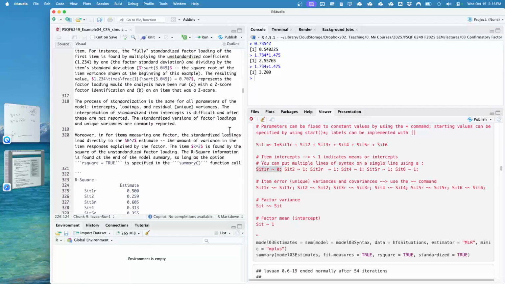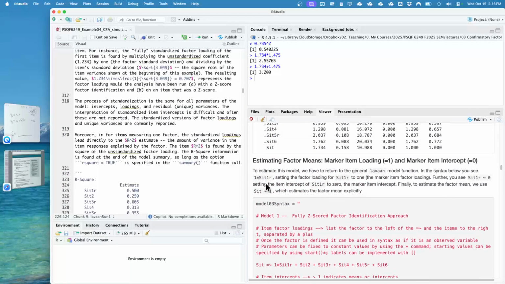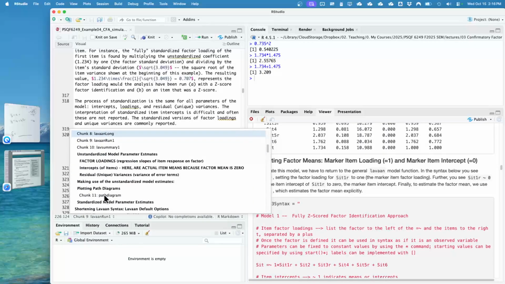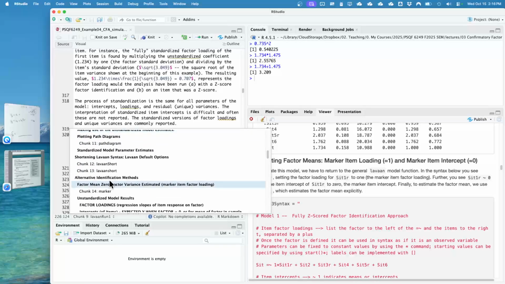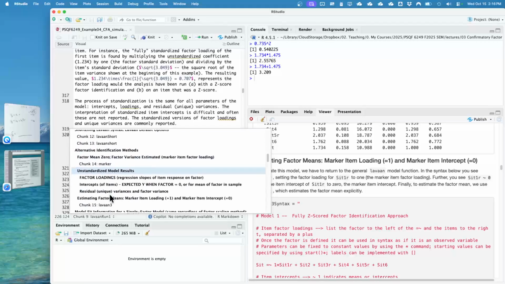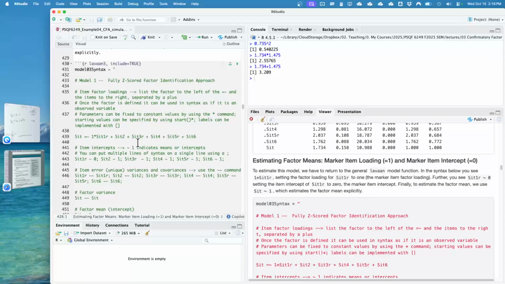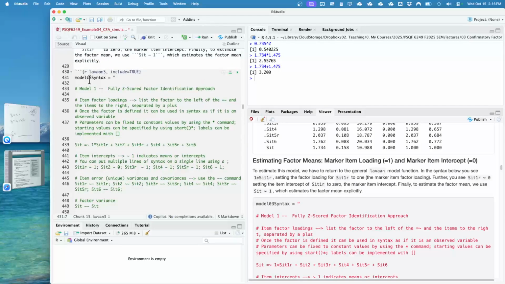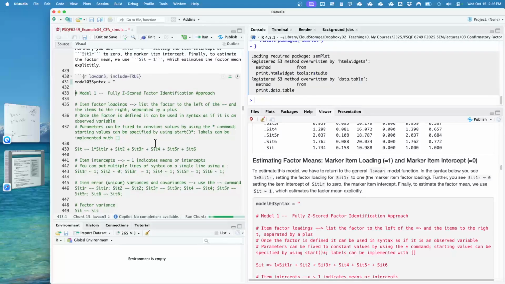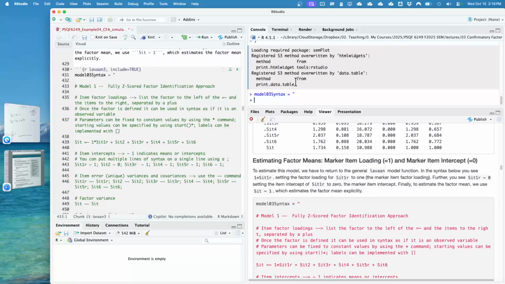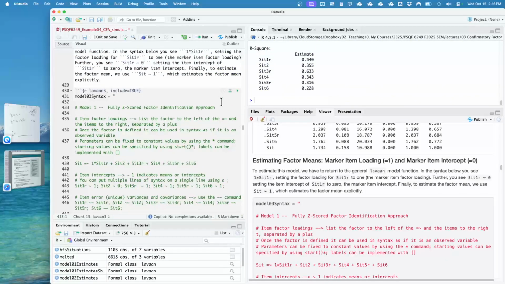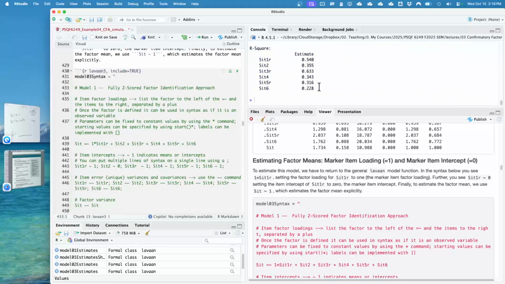Hang on one second here. Estimating factor means is what it's called. There we go. Let's imagine I change the marker item from the first item to the second item. I'm trying to do this in a way that doesn't wipe out my syntax, but there we go.